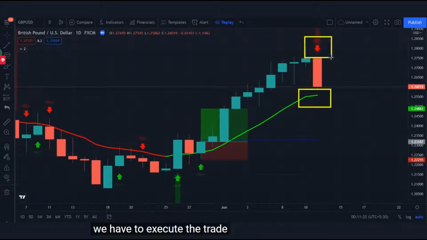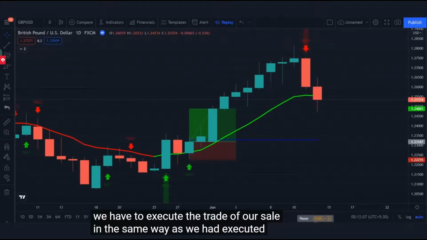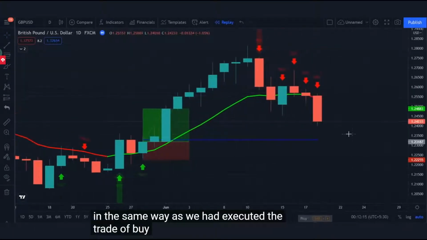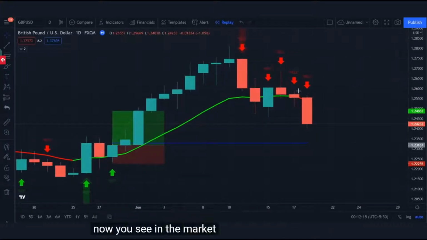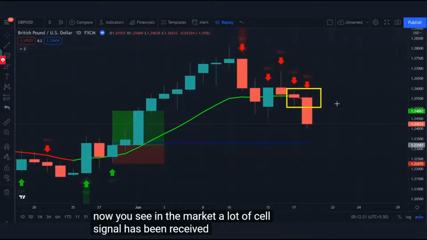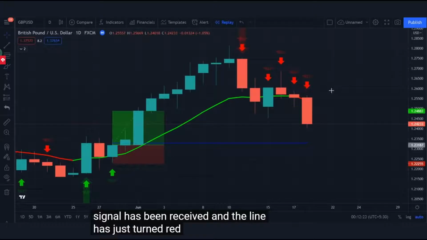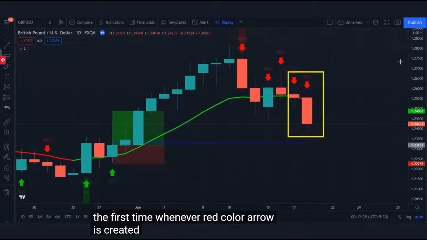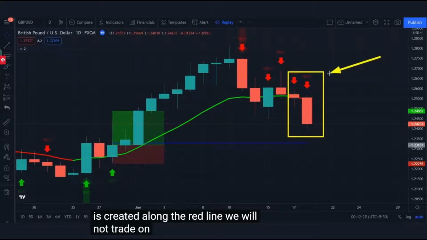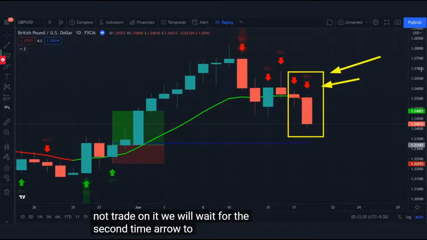We have to execute the sell trade in the same way as we executed the buy trade. Now you see in the market, a lot of sell signals have been received and the line has just turned red. The first time a red arrow is created along the red line, we will not trade on it. We will wait for the second arrow to be created.